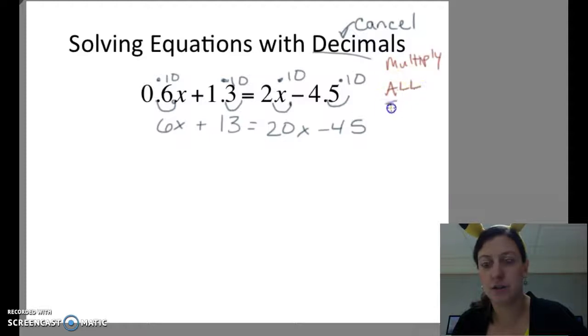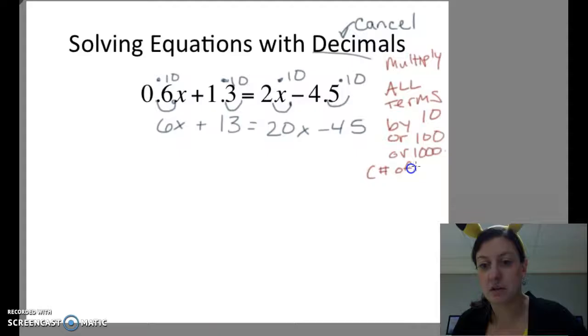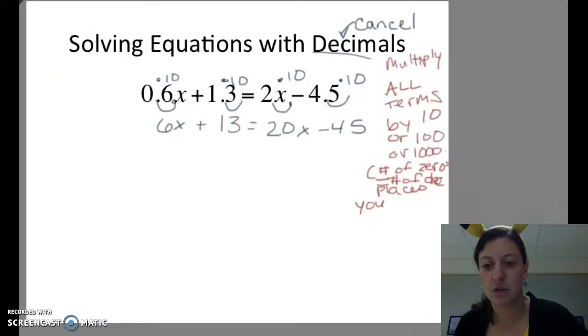So to cancel the decimal, you're just going to multiply every term, all terms, by 10 or 100 or 1,000, basically the number of zeros. The number of zeros is going to be equal to the number of decimal places you need to cancel. I don't know if you're going to be able to see this. You need to cancel. Okay.